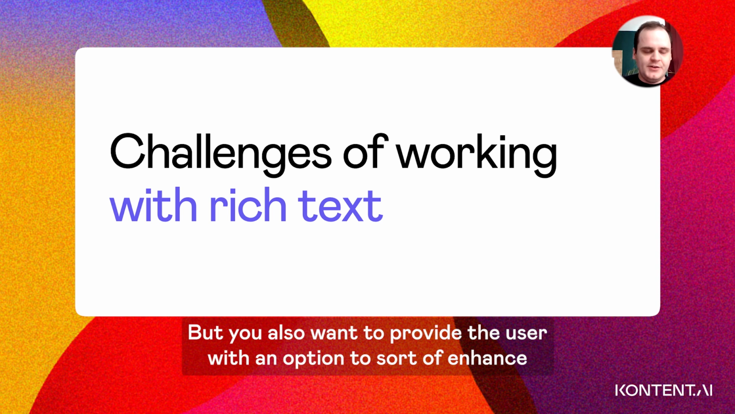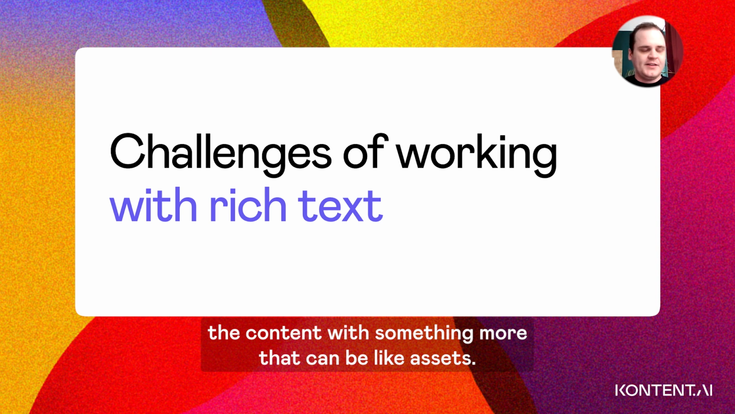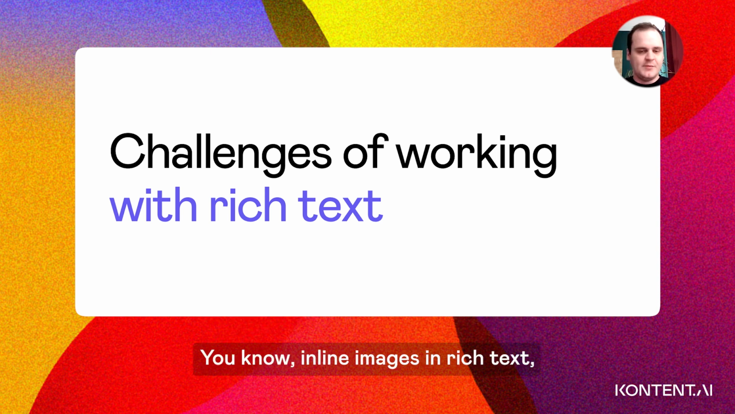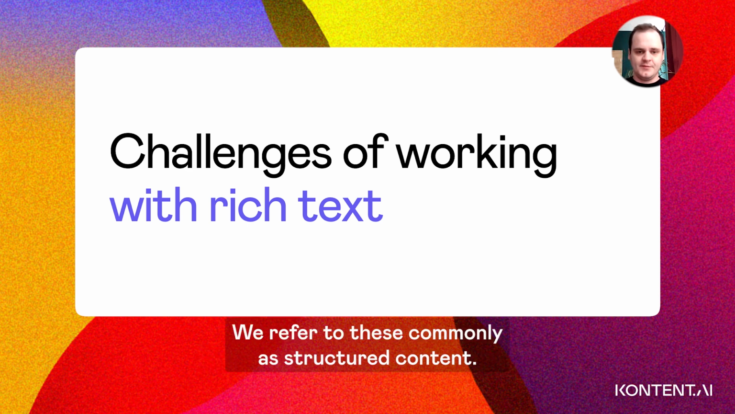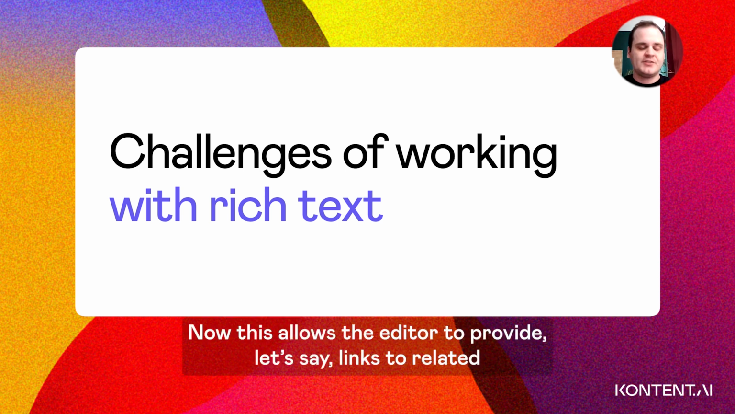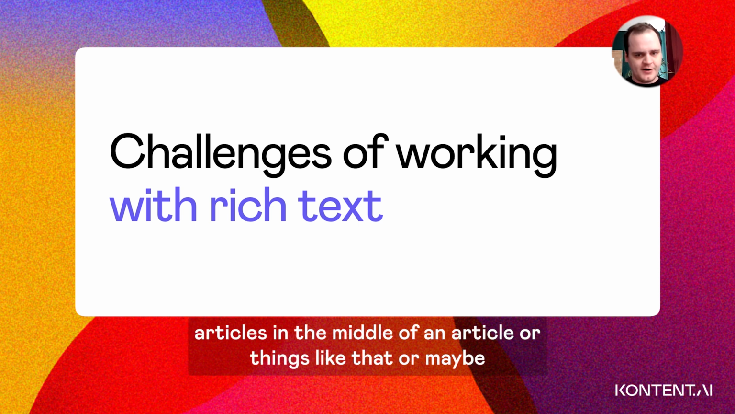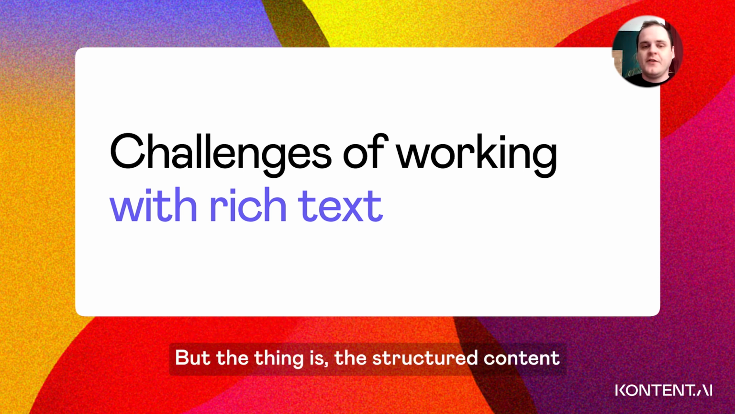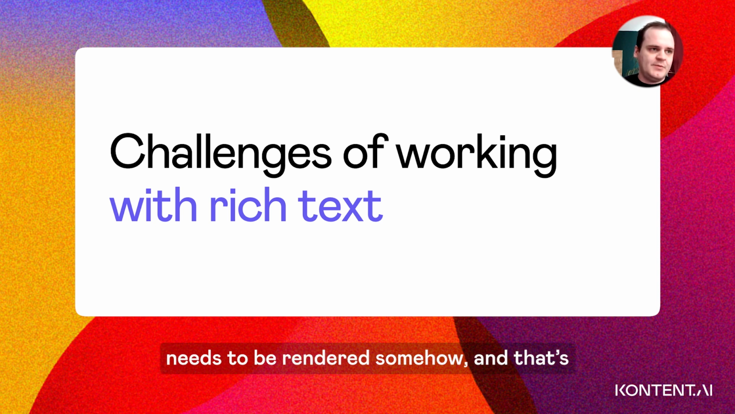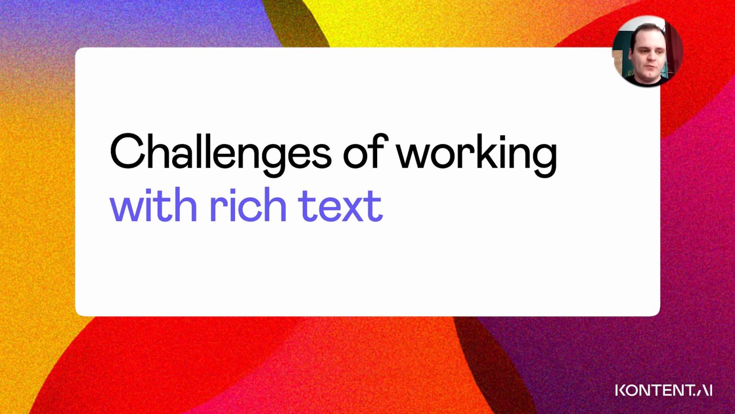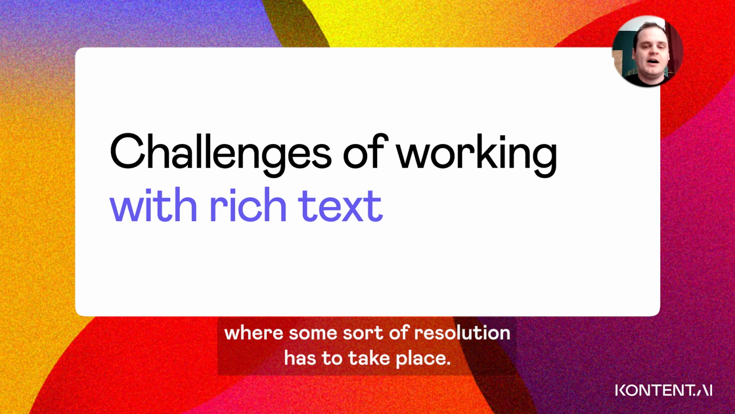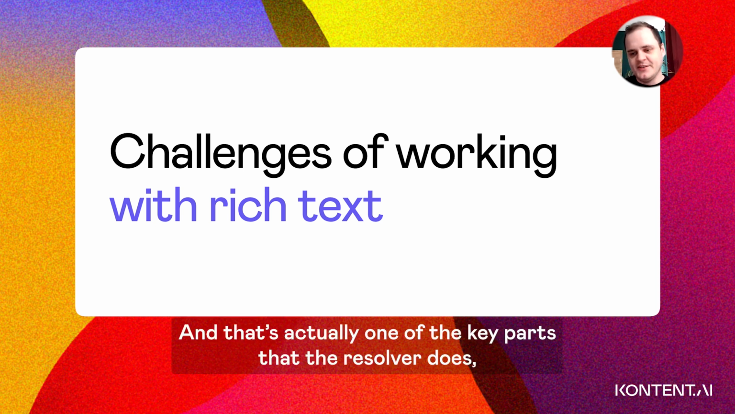But you also want to provide the user with an option to enhance the content with something more. That can be assets, so inline images in rich text, or components or linked items. We commonly refer to these as structured content. Now, this allows the editor to provide, let's say, links to related articles in the middle of an article, or maybe an embedded video. But the thing is, the structured content needs to be rendered somehow. And that's where some sort of resolution has to take place. And that's actually one of the key parts that the resolver does.